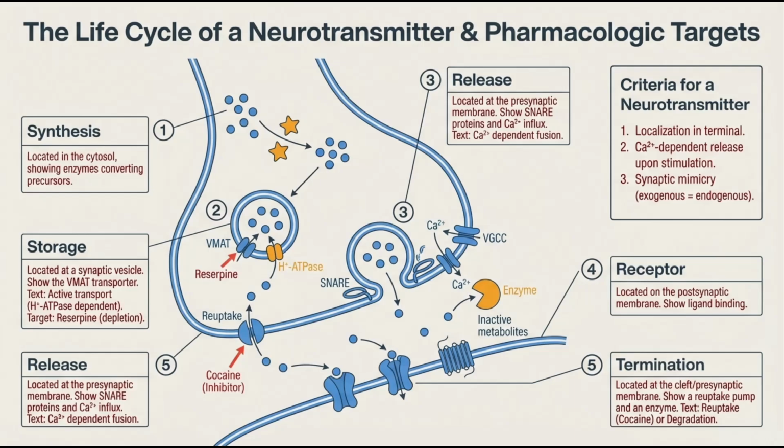So what does it do? Reserpine binds irreversibly to VMAT and just shuts it down. So think through the consequences of that. Well, the dopamine or norepinephrine gets synthesized, but it can't get into the vesicle for protection.